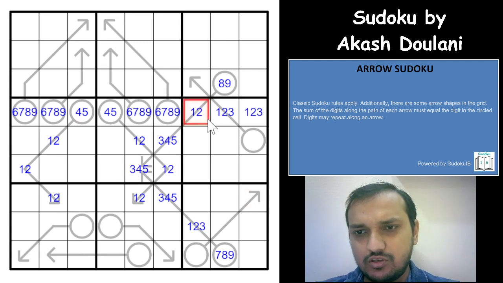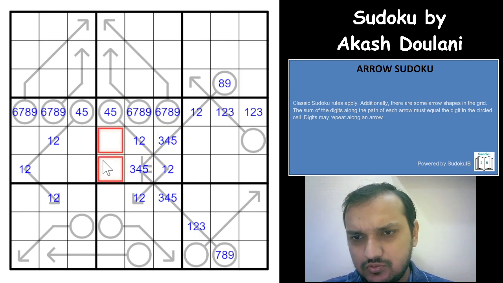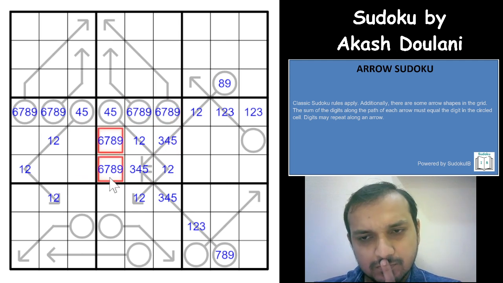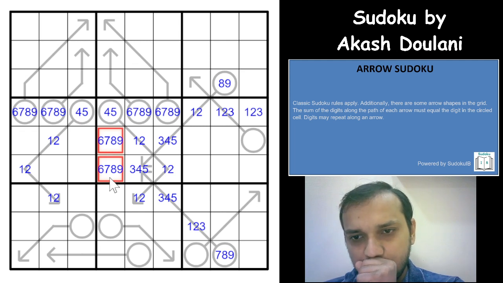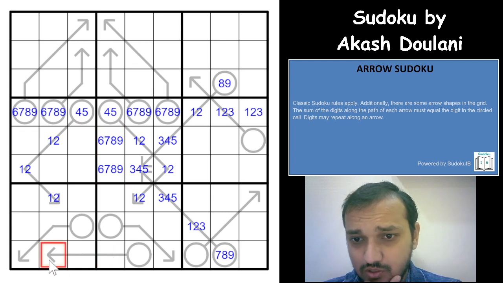You cannot have a 3 here. The minimum sum is 3 plus 4, 7. So it has to be either 1 or a 2 to get to 8 and 9. You have a 3, 4, 5 triplet here. So which means 6, 7, 8, 9 quadruplet here. 1, 2 is not possible here.